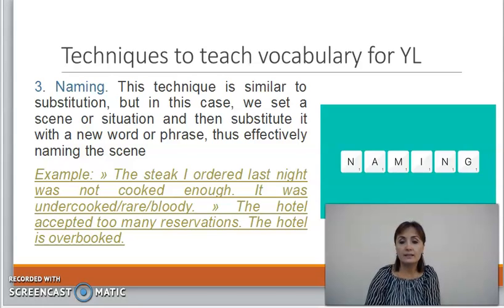This technique is similar to substitution, but in this case, we set a scene or situation and then substitute it with a new word or phrase. That's effectively naming the theme. For example, the steak I ordered last night was not cooked enough. It was undercooked, rare, bloody. The hotel accepted too many reservations. The hotel is overbooked.